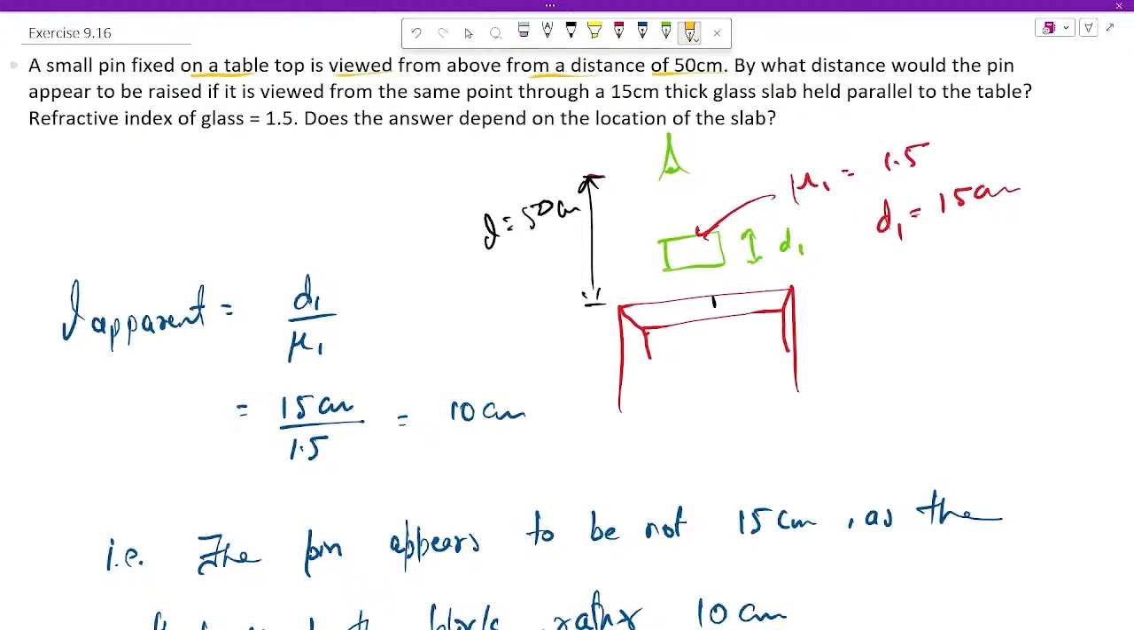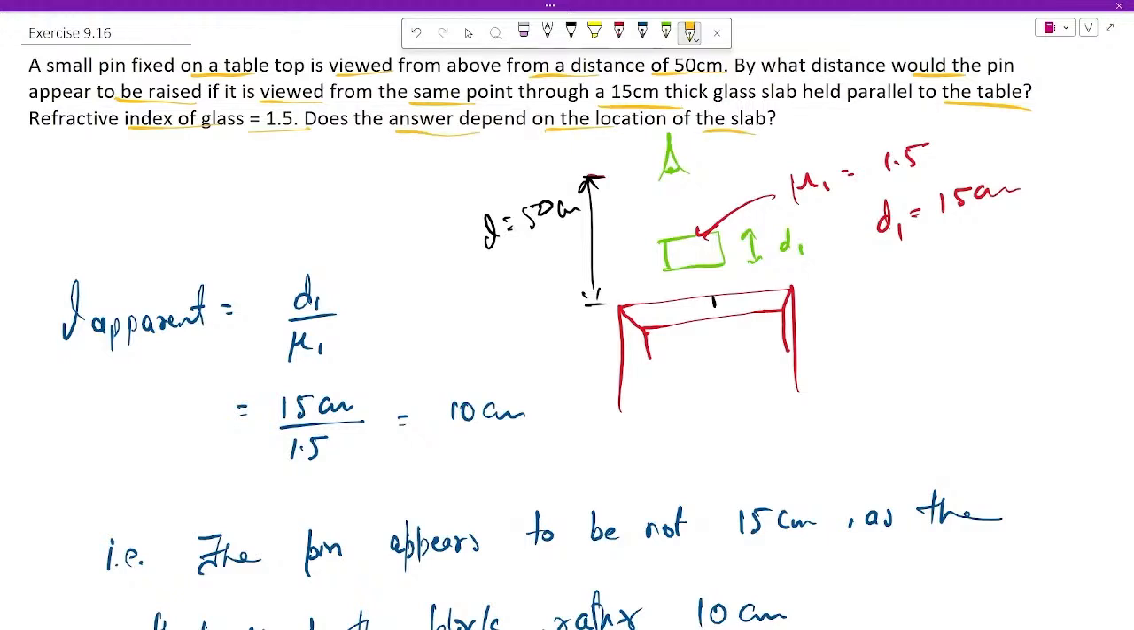distance of 50 centimeter. By what distance would the pin appear to be raised if it is viewed from the same point through the 15 centimeter thick glass slab held parallel to the table? Refractive index of glass is 1.5. And does this answer depend on the location of the slab?